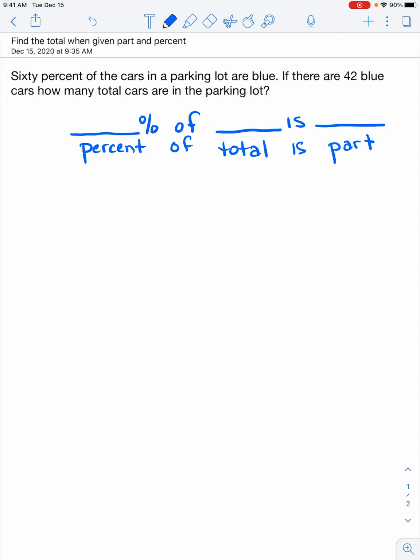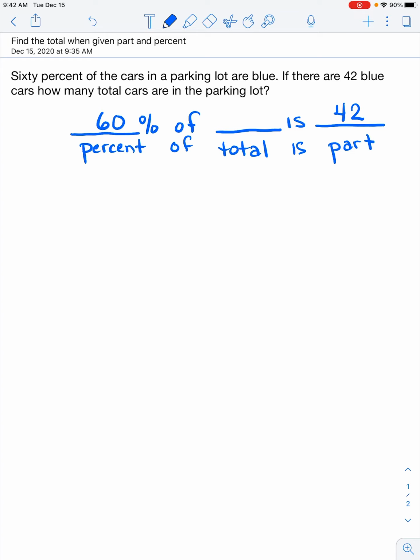And sometimes it really is helpful for us to remember that when we have a word problem. So we're going to try and find the total because we are being given the part. So let's fill in what we know. We know that it's 60% of, well, we don't know what the total is, but we know that 42 is the part, right? Because the part is the blue cars. The total is all the colors of car.